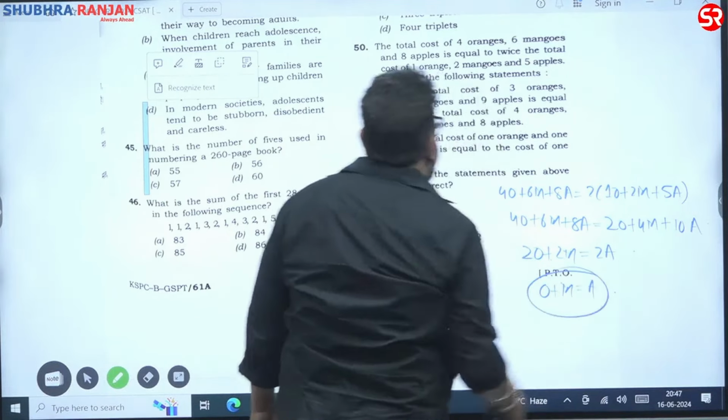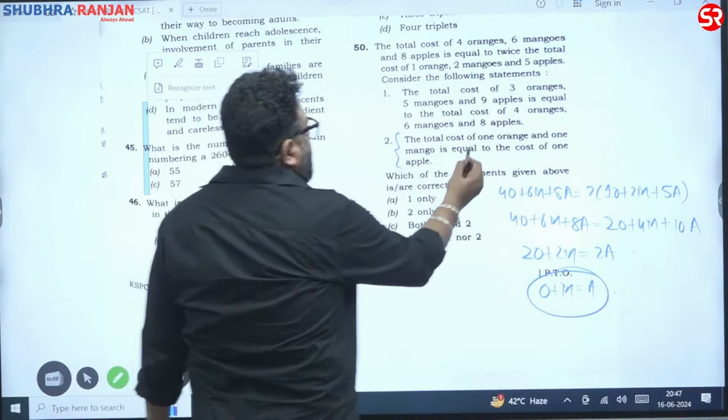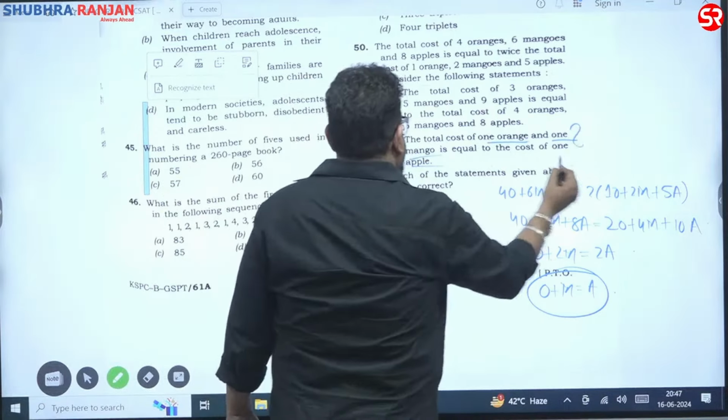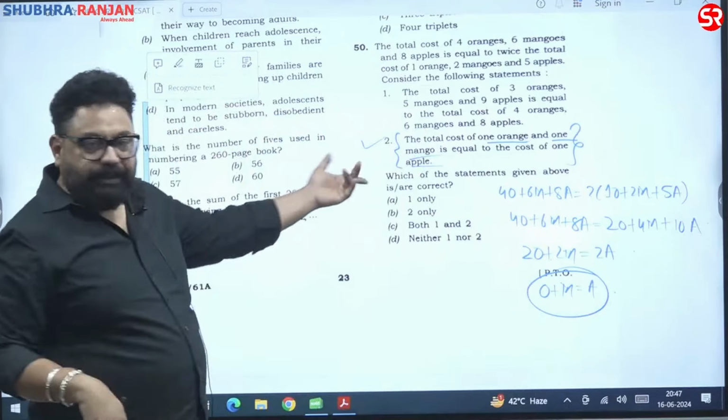This is coming up. Statement number 2 over here says the total cost of 1 orange, 1 mango is equal to the cost of 1 apple. Yes. So statement number 2 is automatically true. That is what it is giving you.